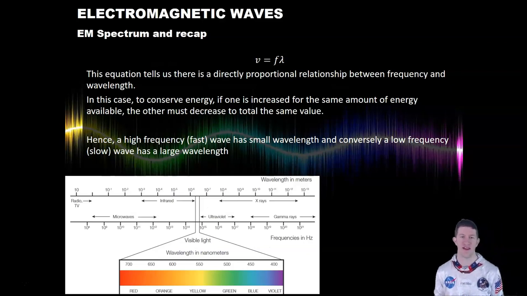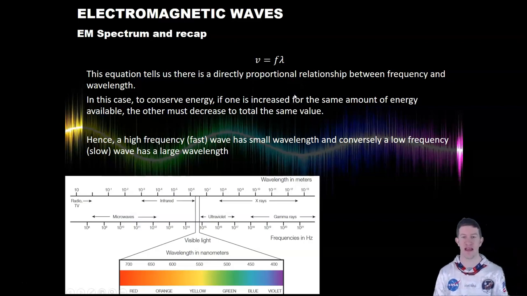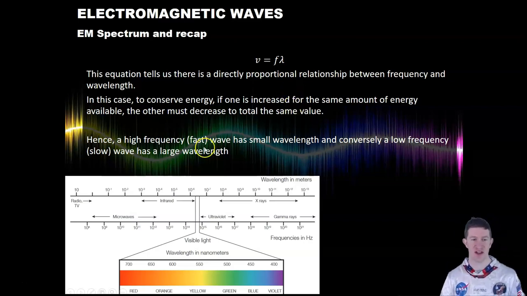This equation tells us that there's a directly proportional relationship between frequency and the wavelength. In this case, if we want to conserve energy, so I've got a certain amount of energy, if I increase one of those with the same amount of energy, the other must decrease. So if I look at this piece here, if I've only got a set amount of energy, but I suddenly increase frequency, the wavelength has to drop to offset that number mathematically. And that's that conservation. So there's an inversely proportional relationship between those two.